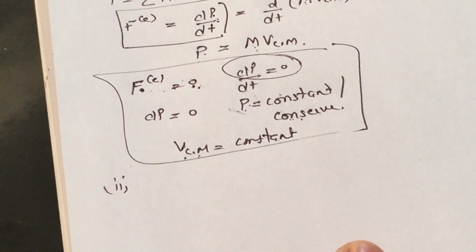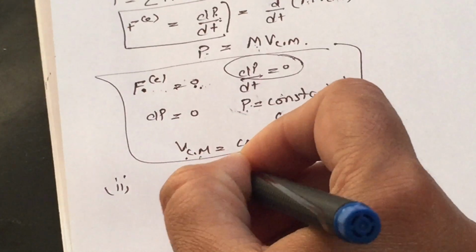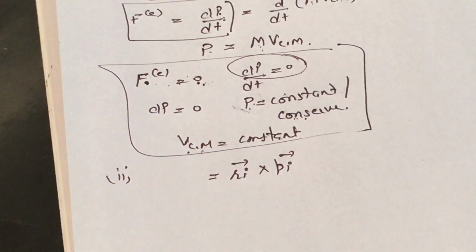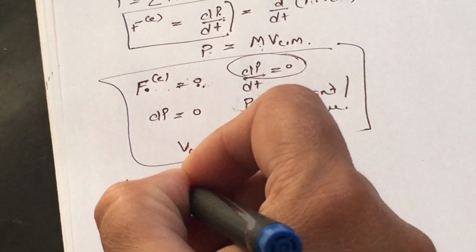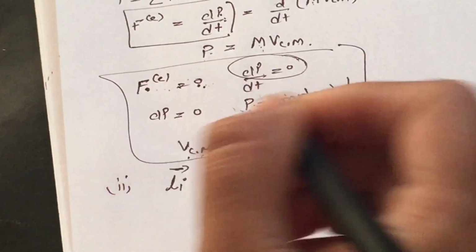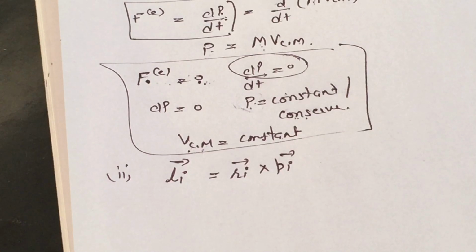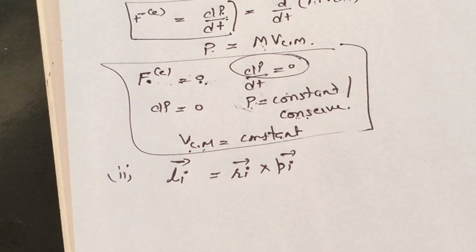Again, we are taking our ith particle. If Ri is the position vector of the ith particle and Pi is the linear momentum of the ith particle, then the relation Ri cross Pi gives the angular momentum of the ith particle. This is the relation between angular momentum and linear momentum for the given particle. We are not discussing a single angular momentum. We have to discuss the total angular momentum of the system.